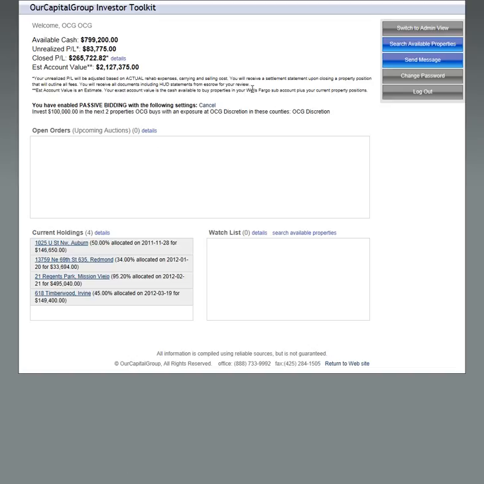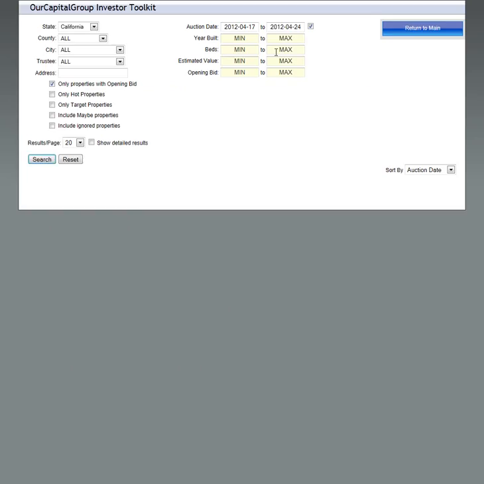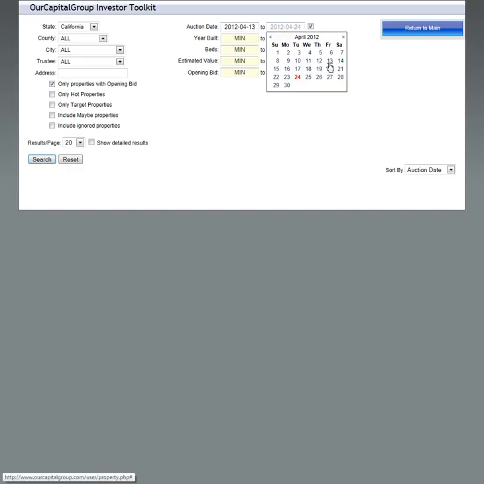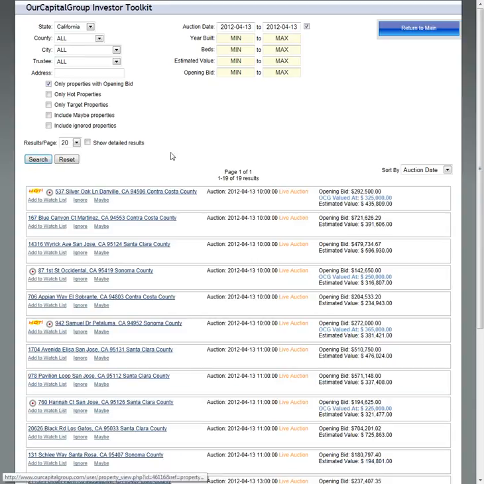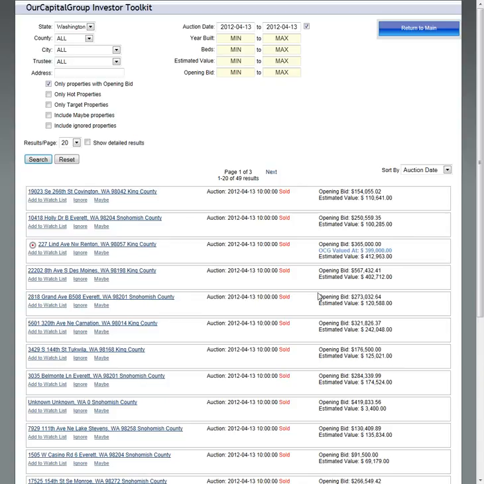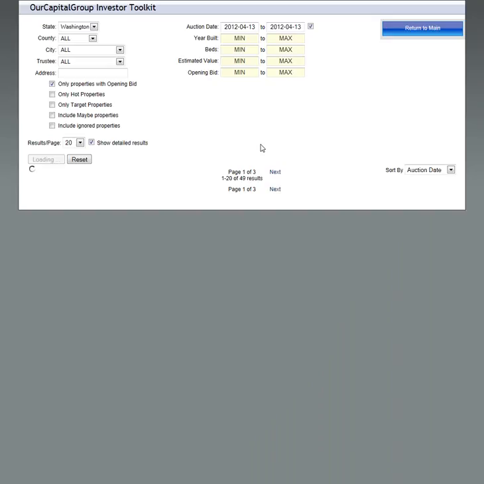For searching properties, if you do want to see properties and view, we can look at last week's auction in Washington. We can search properties with openings, bids, and you'll see. And then remember, these are properties that had opening bids. We wanted to go to Washington. We'll go to all the counties. What we'll see is the properties that had opening bids that actually sold, and you can always go back to these properties. You can click on Show Detailed Results to get more information if you wanted to.